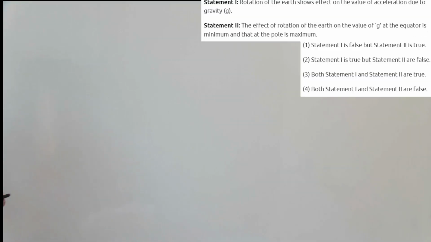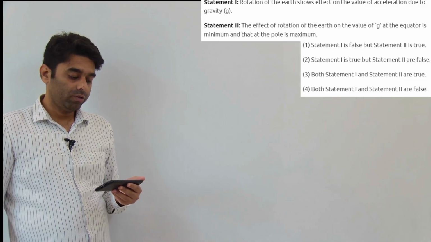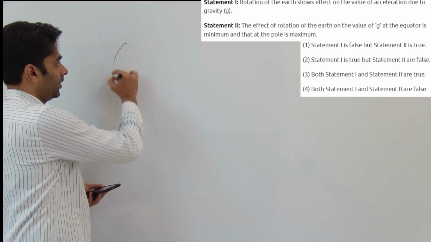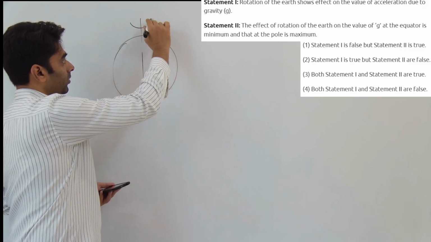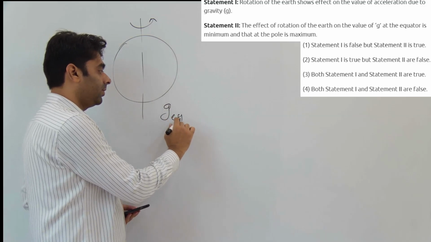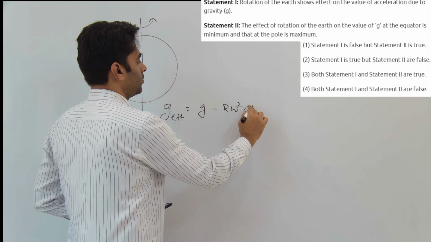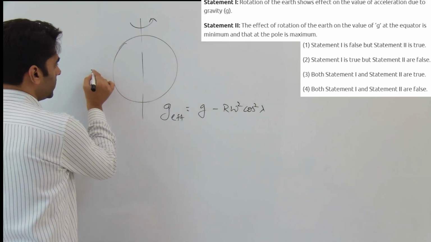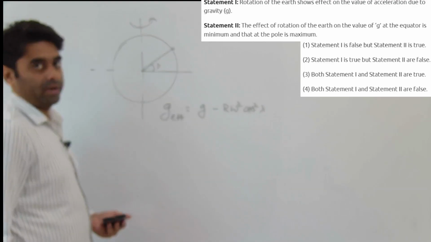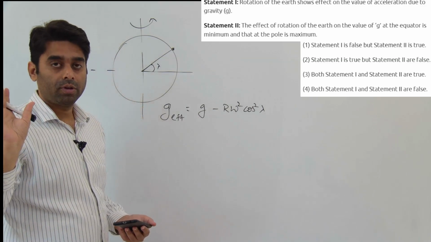Next is a theoretical question. Statement 1 says rotation of Earth shows effect on the value of acceleration due to gravity. Yes, this is a correct statement. Due to rotation, there is an effect on g value. What is our relation? We write g effective is equal to g minus R omega square cos square lambda, right? What is lambda over here? Lambda is this angle, the latitude angle. Now the g value changes. That means your statement 1 is correct.